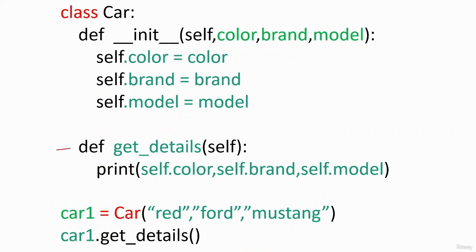Now let us talk about methods. Methods are the functions inside the class or object. So the syntax of method is similar to the function, except we have to put self keyword within the parentheses. Now I have created the method called getDetails. It will print color, brand and model after we call the method. This is the way of calling method. We have to specify the name of the object, then put a dot, then name of the method.